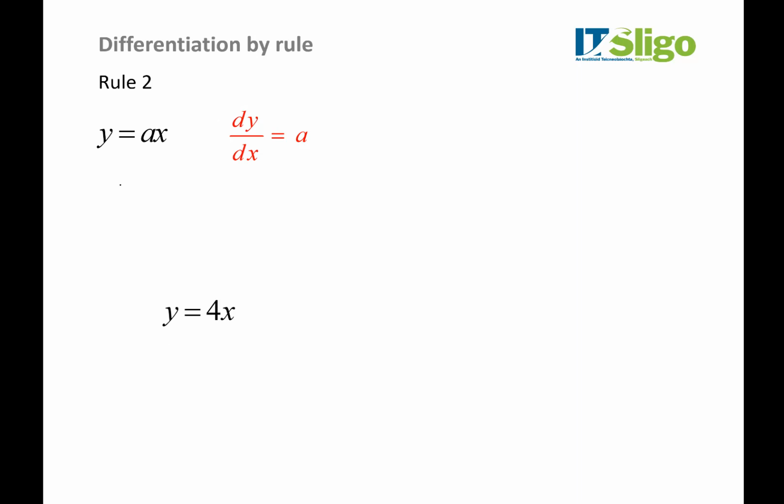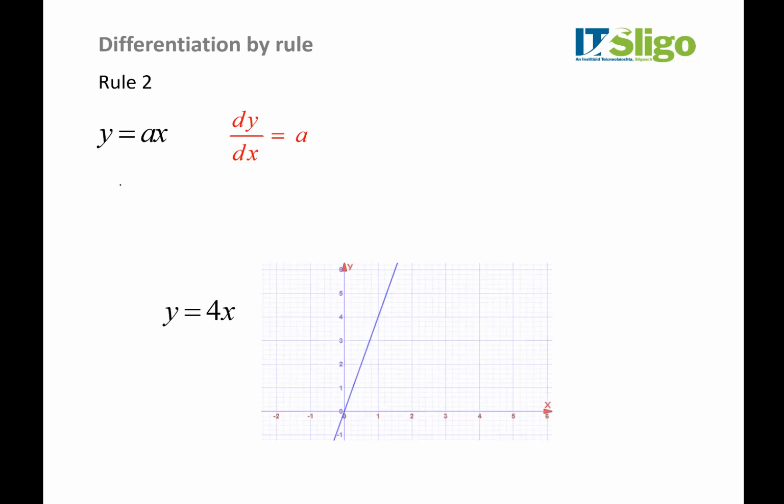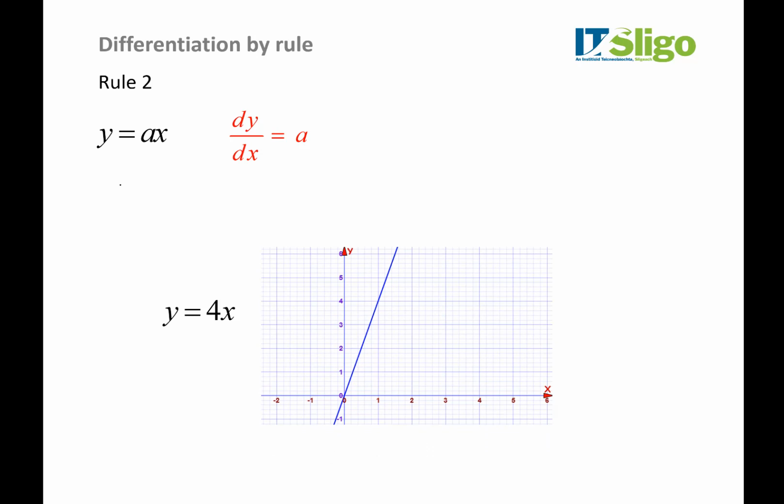So here we have an example, y is equal to 4x, and this is what the line looks like. Now, what this is telling us, the derivative, is regardless of where we go on this straight line, the slope is always going to be 4. Doesn't matter what point we pick. So any point on that line, the slope is always 4.